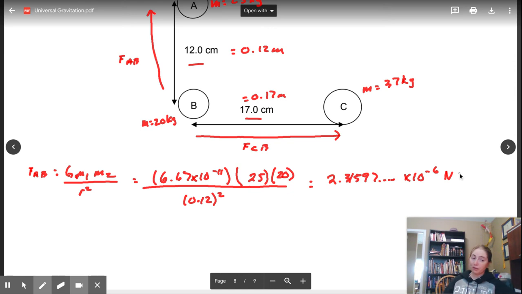Once again, a small number is okay because our masses are small, okay? So our forces of gravity here are going to be rather small. They're going to be negligible in reality, okay?